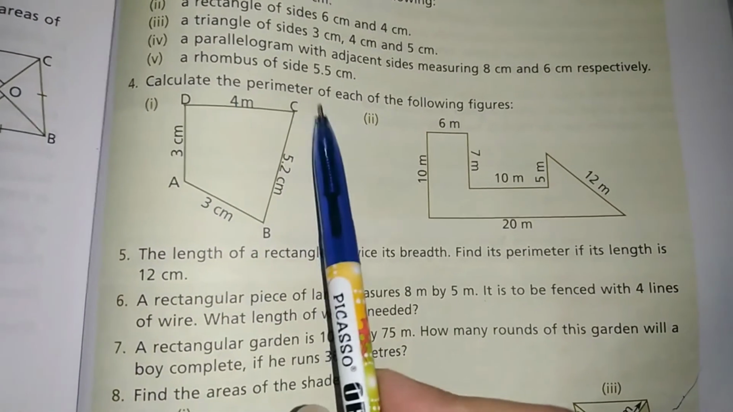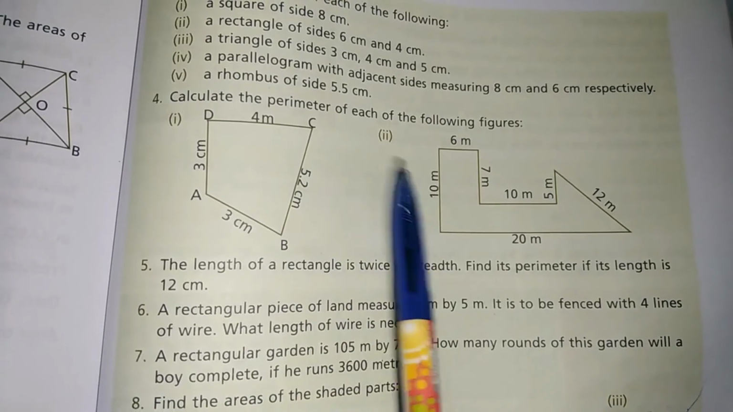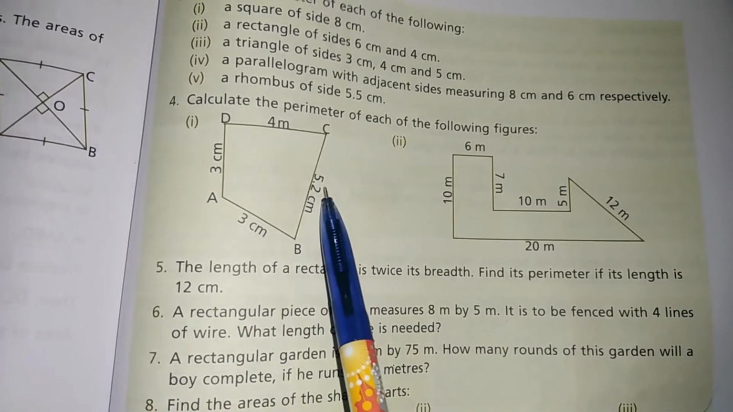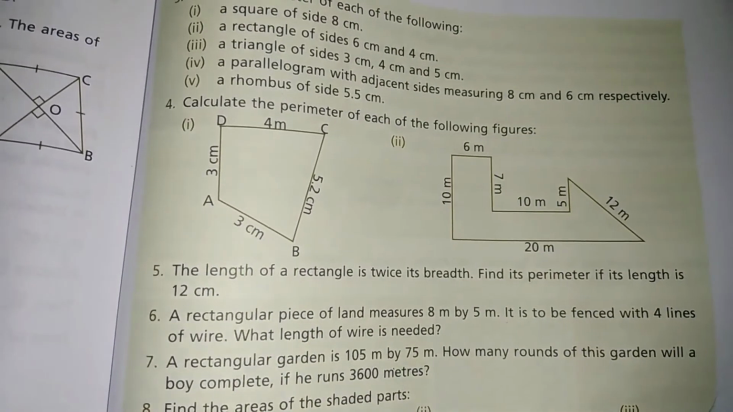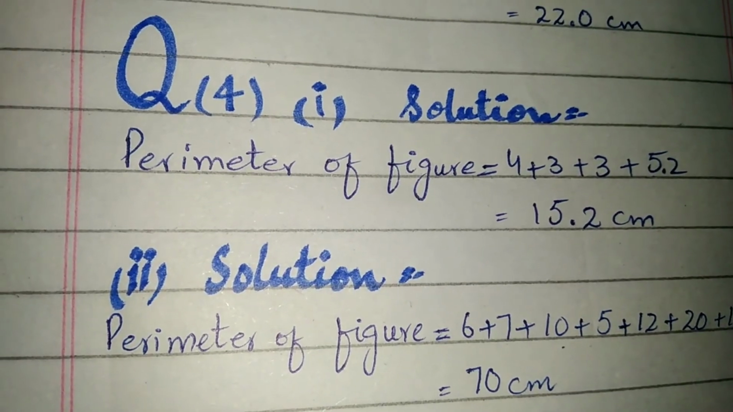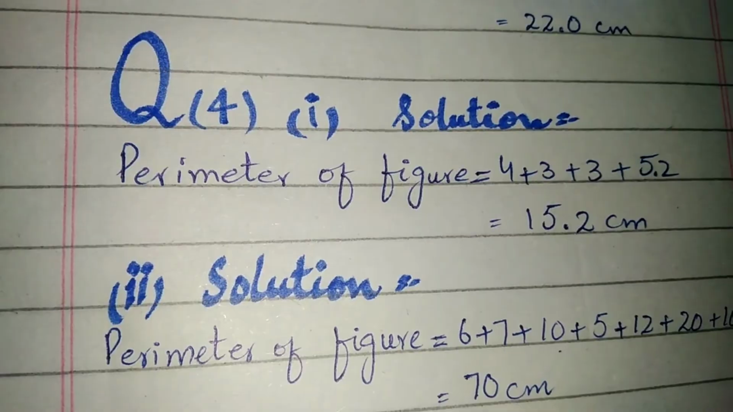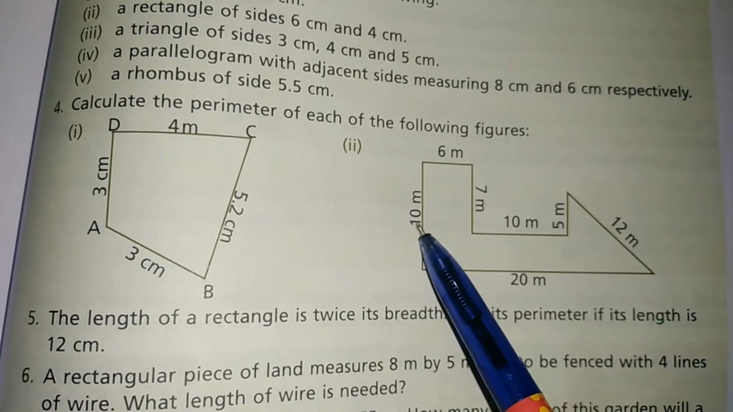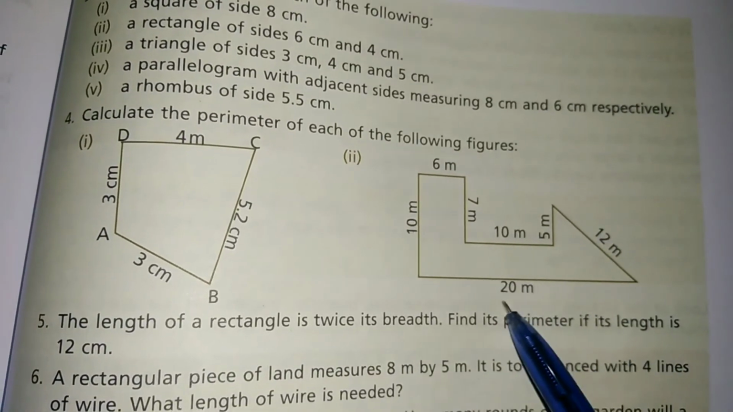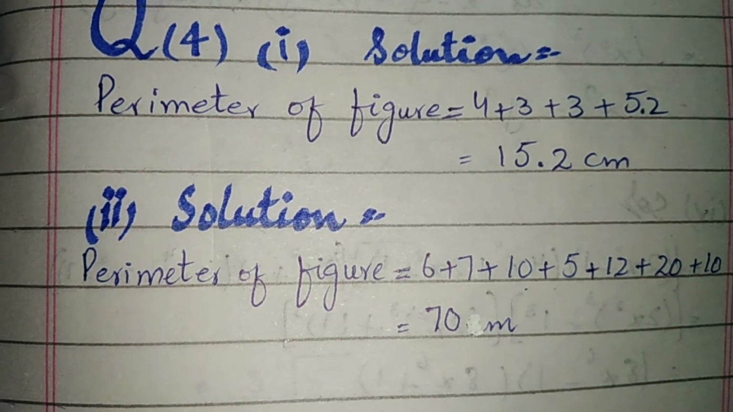Question number 4. Calculate the perimeter of each of the following figures. Simply we have to calculate the perimeter of these figures. Part number 1. Simply we have to add these values. 4 plus 5.2 plus 3 plus 3. So perimeter of the figure is 4 plus 3 plus 3 plus 5.2, which is equal to 15.2. Same as part number 2, we have to add 10 plus 6 plus 7 plus 10 plus 5 plus 12 plus 20. And the sum of the sides is equal to 70 meter.